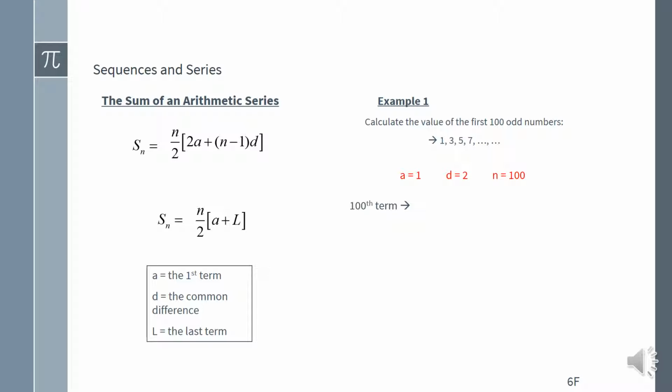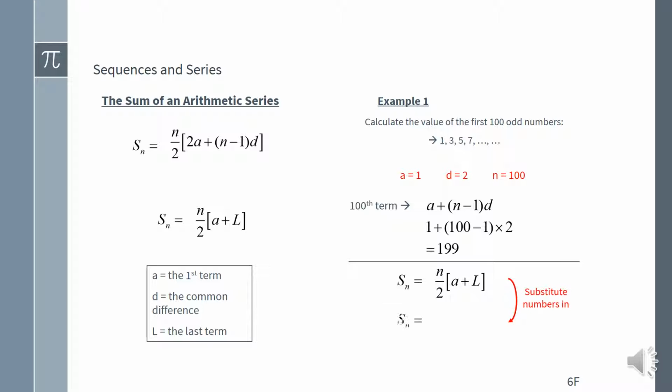The 100th term, well, using our nth term formula, a plus (n minus 1)d, the 100th term is 1 plus 99 times 2, 199. So using the other formula, Sn is n over 2, the first term plus the last term, 100 over 2, (1 plus 199), the same answer, 10,000.